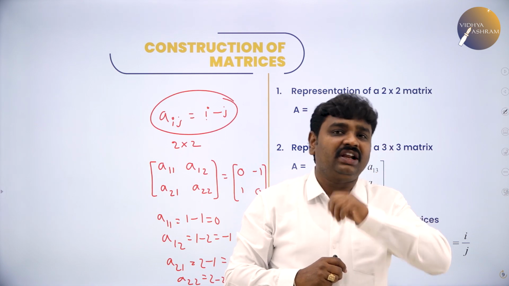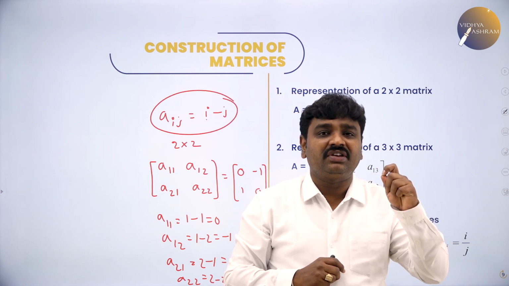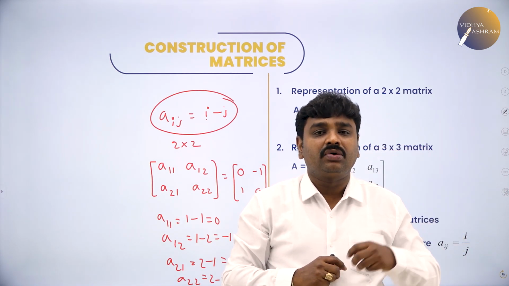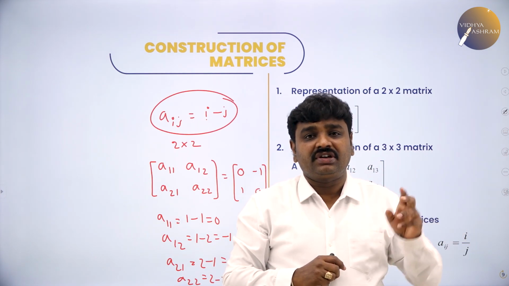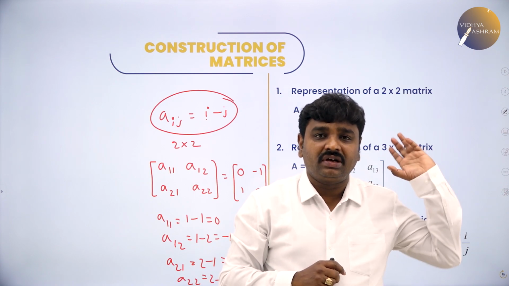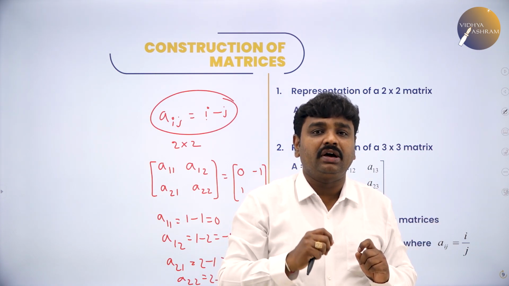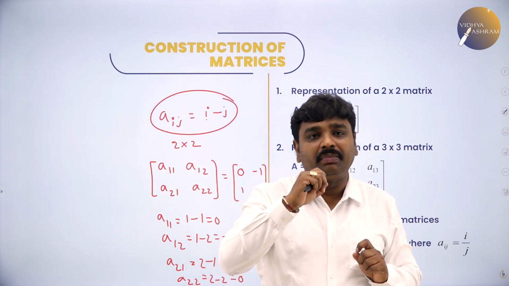Then what is a diagonal matrix? It is a square matrix in which non-diagonal elements are zeros. What is a scalar matrix? It is a diagonal matrix in which diagonal elements are the same. And then I gave you a brief idea about how to construct matrices.